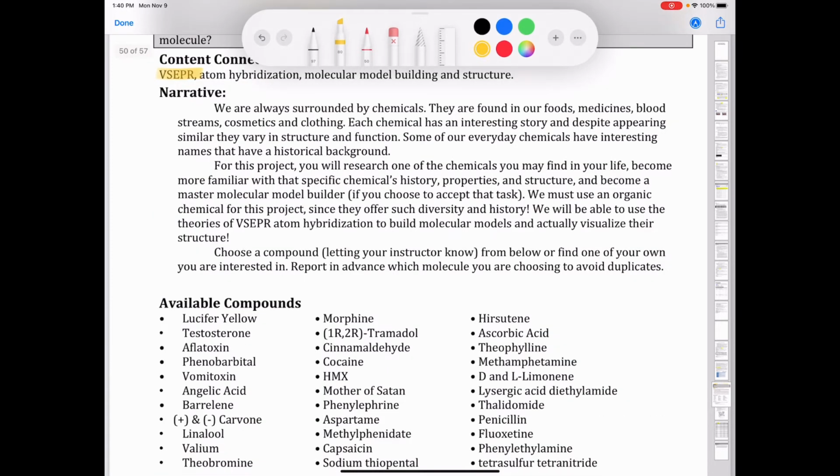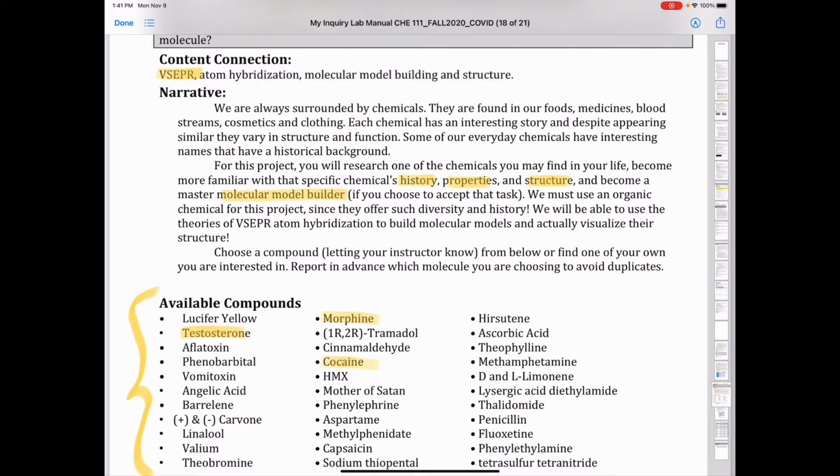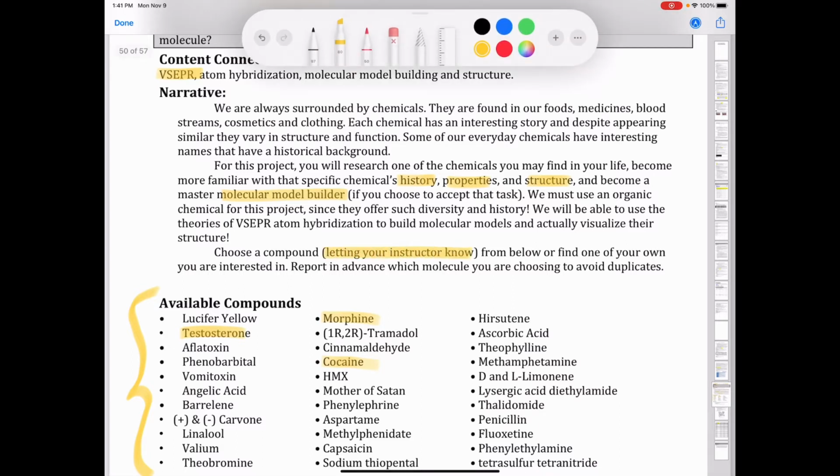In the first part of your lab, you're going to choose one of these available compounds. You can see some of them are well known, like testosterone, morphine, cocaine. Some of them have some really interesting names, but you're going to pick one of these compounds and report a little bit about the chemical's history, its properties, and structure. You're also going to use your computer to become a molecular model builder using a program called MolView. You can just send me an email to let me know exactly which compound you chose from the list of available compounds.